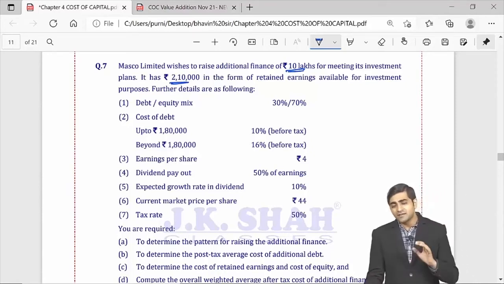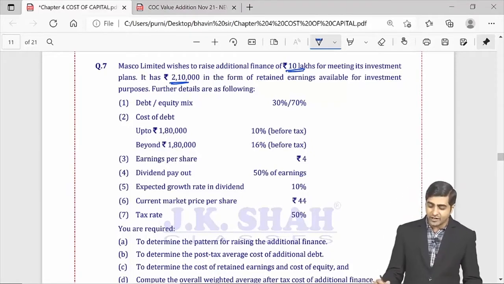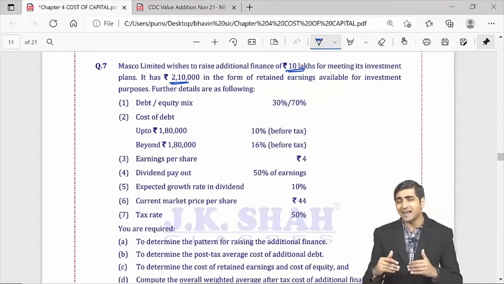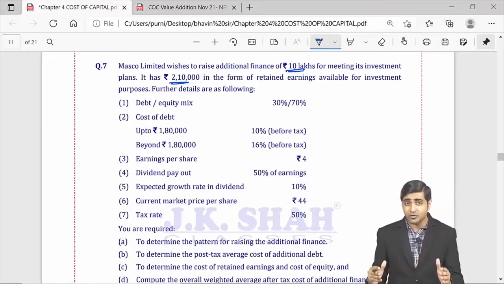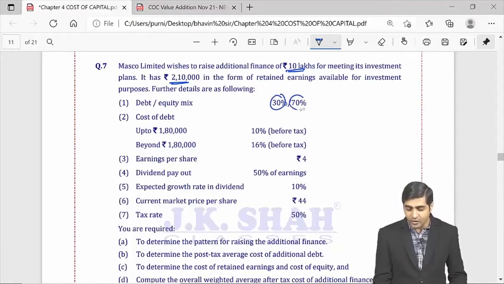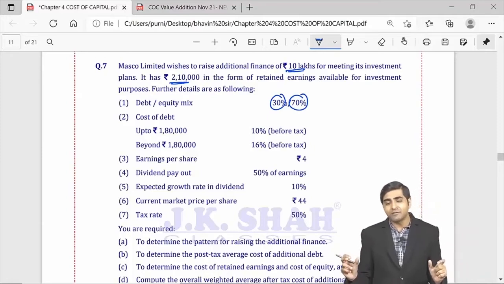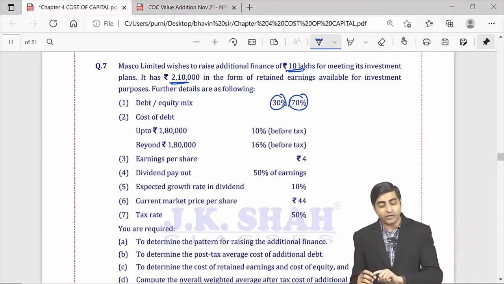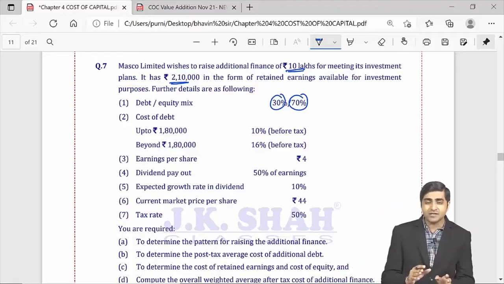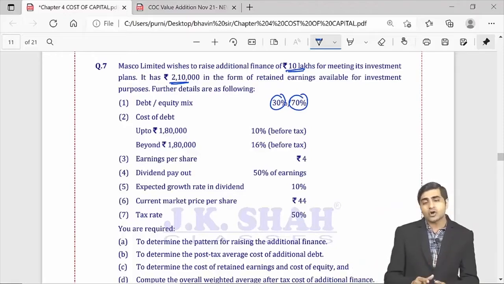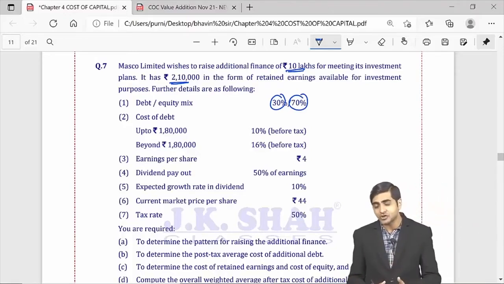So guys, in this particular question, first we need to check that if you are raising additional 10 lakh rupees, what is the proportion? So your debt is 30, your equity is 70. So 10 lakhs into 30%, 3 lakh rupees will be your debt, 7 lakh will be your equity, and in that 7 lakh equity, you already have 2,10,000 by the way of reserves and surplus. So automatically your balance part will be your fresh issue.